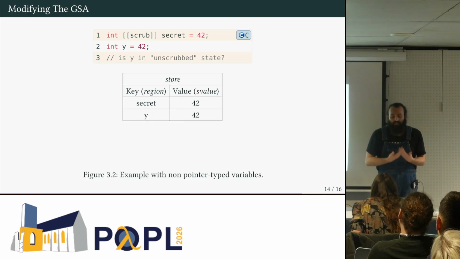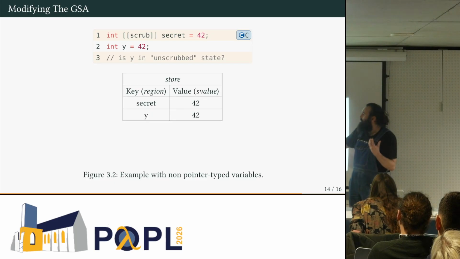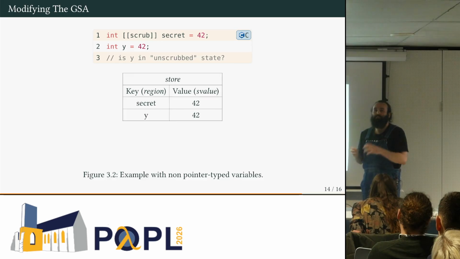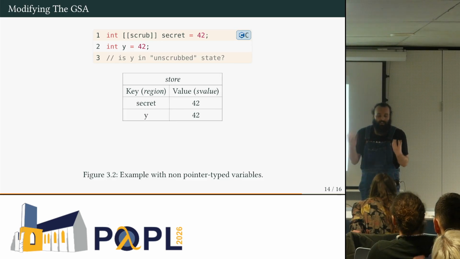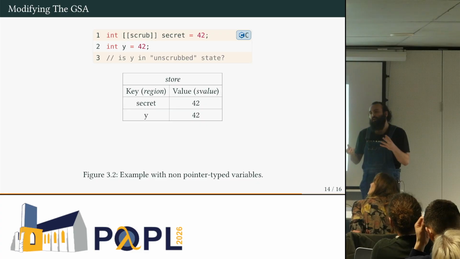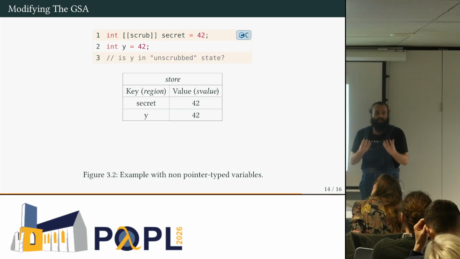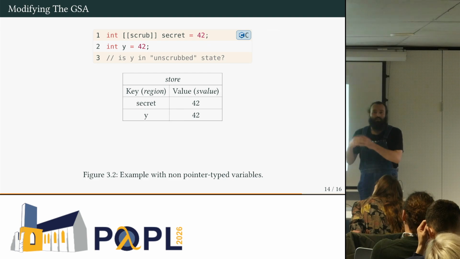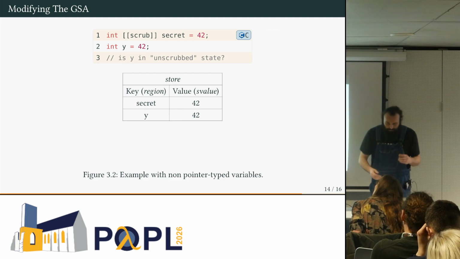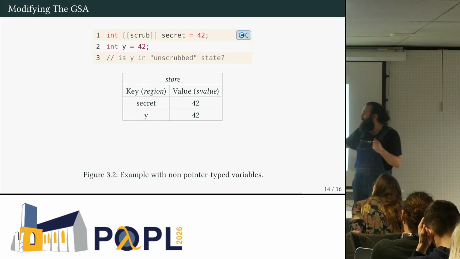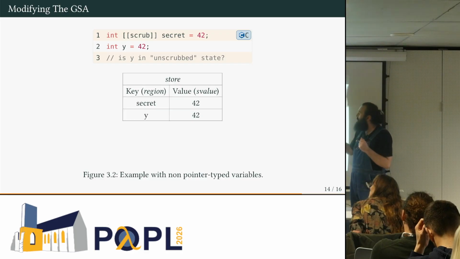But actually, the analyzer, and here you have a glimpse at its memory model, is a map between what's called regions and S values. You can see a region as the memory cell holding your data, and the S value being the content of this memory cell. And so here you have both the secret region and Y having the same S value.